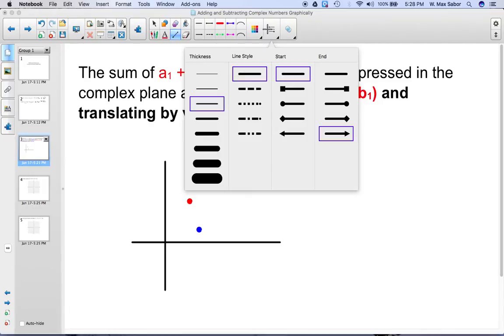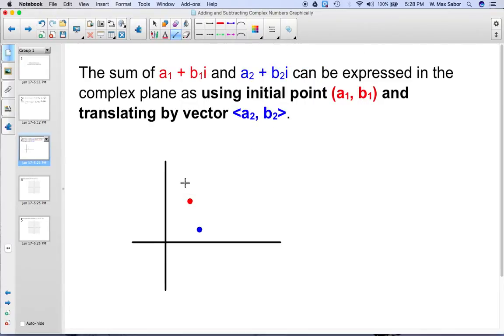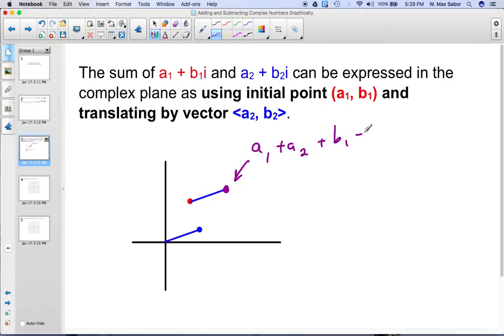So let's say we have this as our first complex number, and we're trying to add it to that complex number. What we will do is represent the second complex number as a vector. So this is the vector that complex number represents. And if I take that and apply it with an initial point of our first complex number, then this will be our sum. So this is a1 plus a2, plus b1 plus b2i.